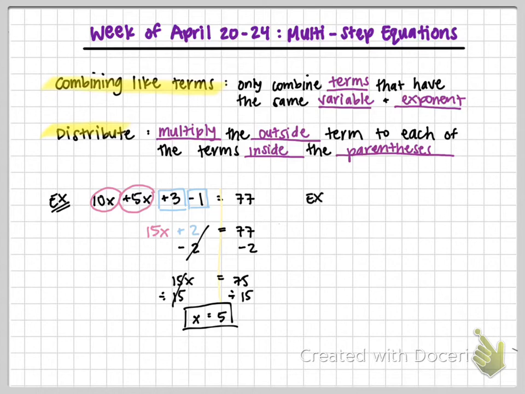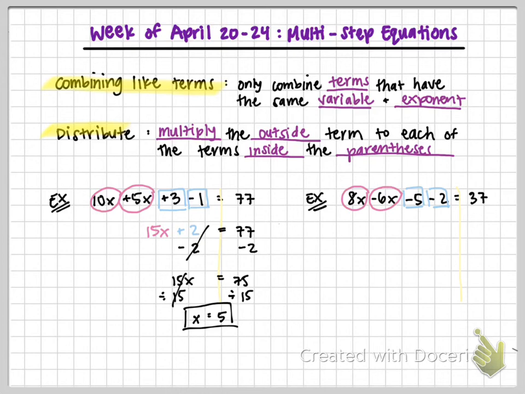Let's say I have 8x minus 6x minus 5 minus 2 equals 37. Right off the bat, I see that I can combine the 8x and the negative 6x, and I can also combine negative 5 and negative 2, but not with the 37 because they're on opposite sides of the equation.